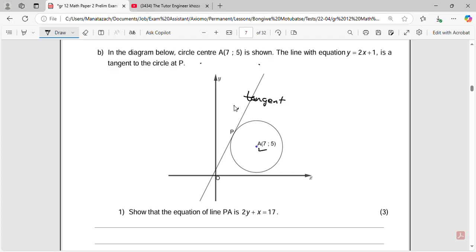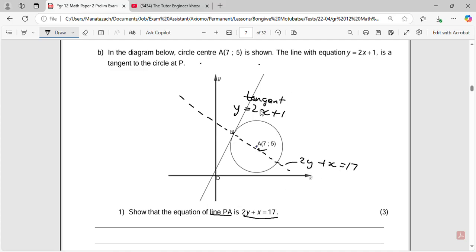Okay, we're given that the equation of this particular tangent is y equals 2x plus 1. So the question is show that the equation of line PA is this, right? So line PA. So you can see point P is here, then A is there. So imagine there's a line PA going like this through point P and A, just like that. So we're supposed to find the equation of this line. So we are proving that it's indeed 2y plus x is 17.